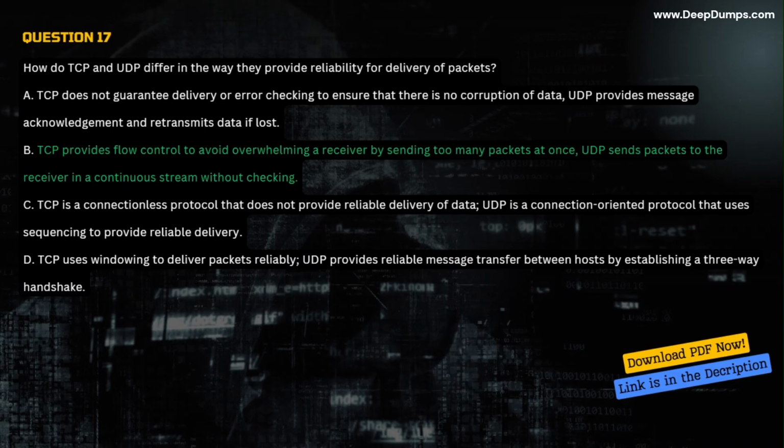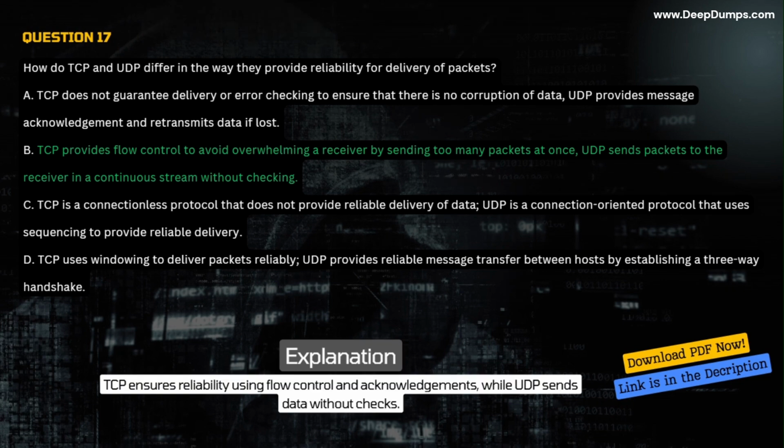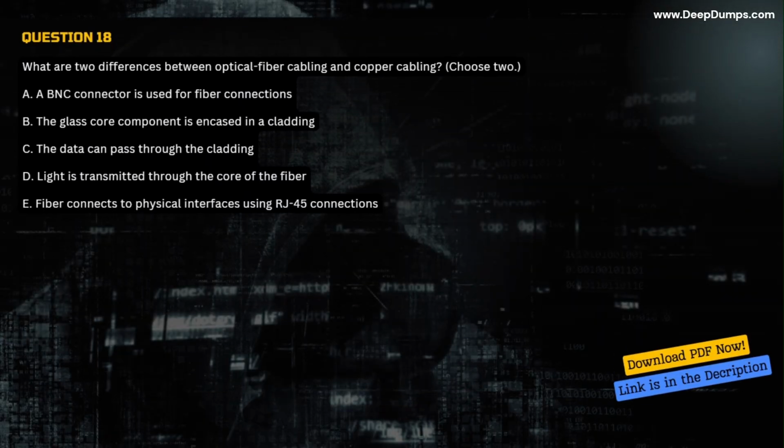Correct answer B. TCP provides flow control to avoid overwhelming a receiver by sending too many packets at once. UDP sends packets to the receiver in a continuous stream without checking. Explanation. TCP ensures reliability using flow control and acknowledgements, while UDP sends data without checks. Question 18. What are two differences between optical fiber cabling and copper cabling?